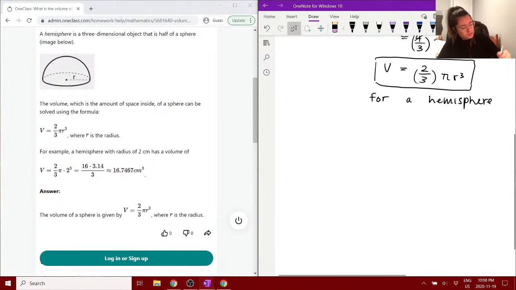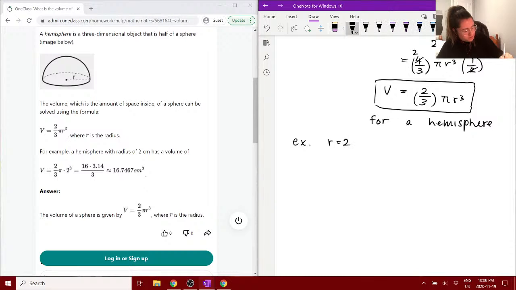Our example shows that we have a radius that is equal to 2 centimeters. Like I said, you would have the radius of the sphere or hemisphere already given to you, and then we just need to plug that into the equation that we derived. So we have 2 over 3 times pi r cubed. Subbing in 2 centimeters for the radius, we have 2 centimeters cubed.